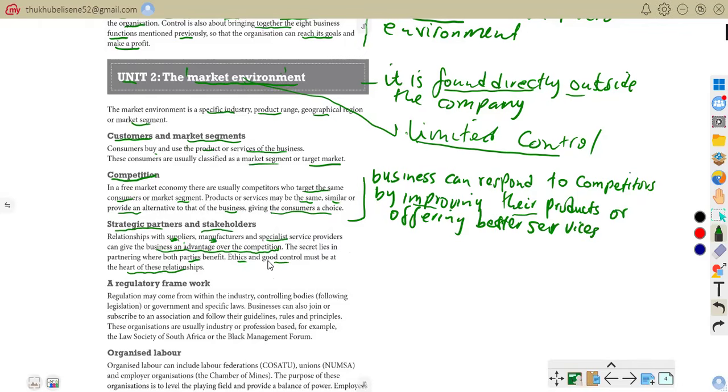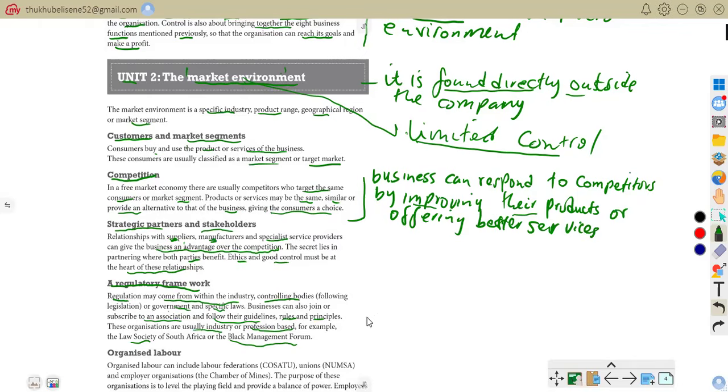So let us move on to regulatory framework. Regulation may come from the industry controlling bodies, or government and specific laws. Business can also join or subscribe to associations and follow their guidelines, rules, and principles. These organizations are usually industry or profession-based, for example, the Law Society of South Africa or the Black Management Forum.